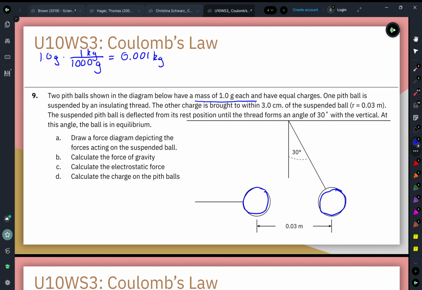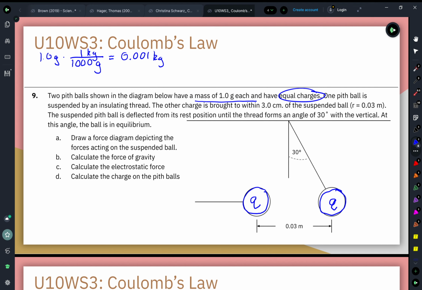Now we only need to draw a force diagram for the forces acting on the suspended ball, so we'll need to make sure that we use that mass when we're actually including our force of gravity. But we also have these other variables. One is they have equal charges. So instead of Q1 and Q2, we can say they both have a charge of Q. They're the same value for each of these 2 pith balls. The distance between them is already indicated for us, as is the angle. So now we can probably start getting started with these problems.